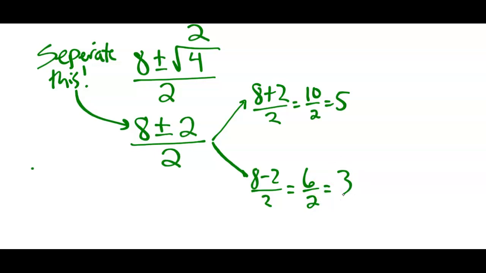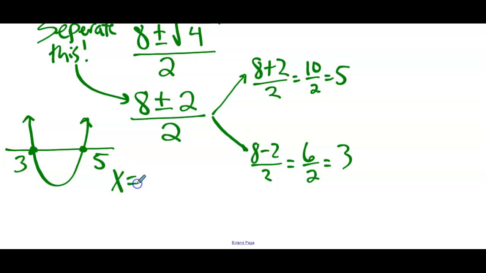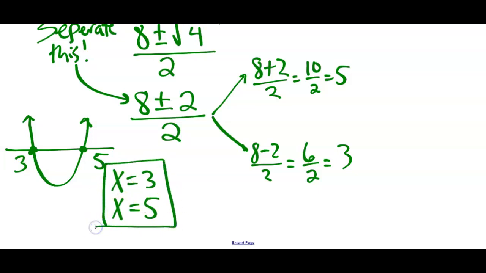So, my answers to my graph, if I were to look at my graph, this point here on the x-axis would be 3, and this point here would be 5 if I had it graphed. So x equals 3 and x equals 5. That is your answer. You did all that work to get to your answer. Okay, let's look at number 5.